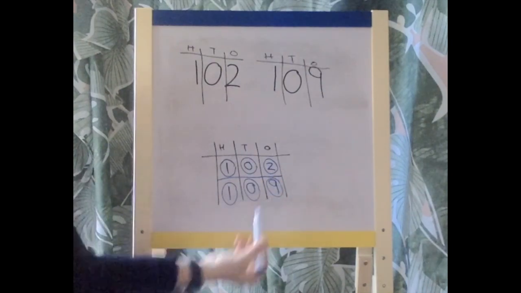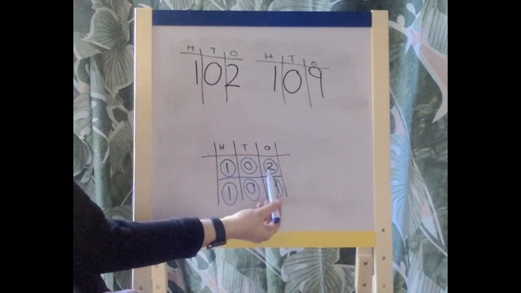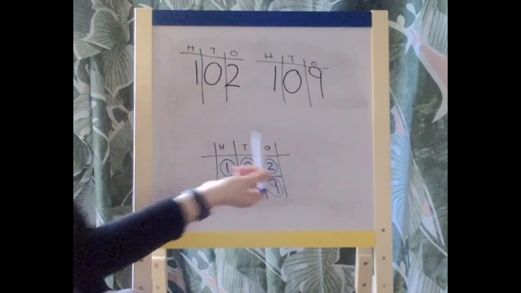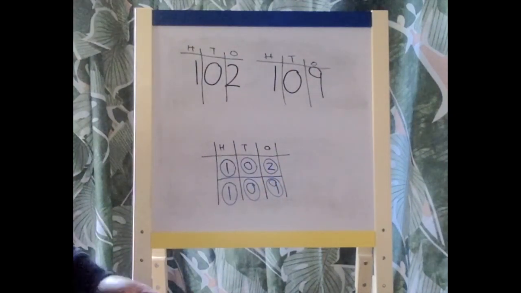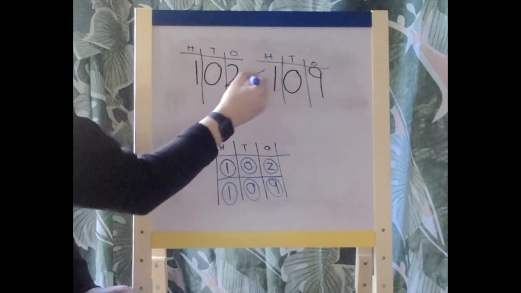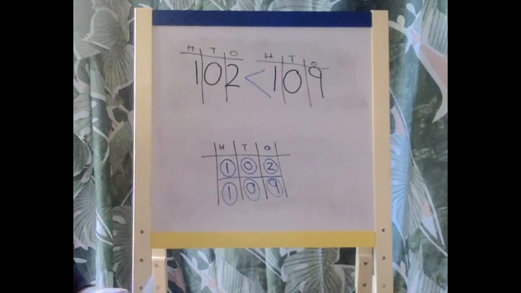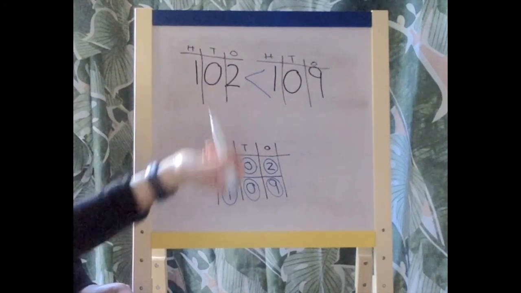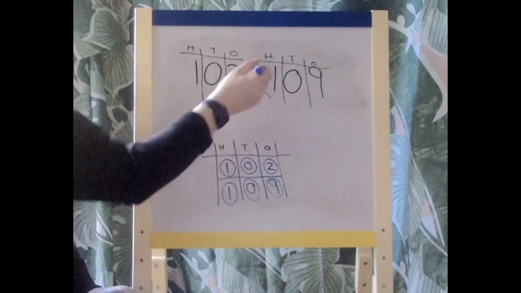What have we got here? We've got a 2 in the ones column and a 9 in the ones column. So which number is bigger? It's the 9. So we've got 102 is less than 109.